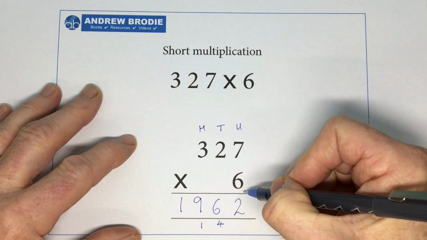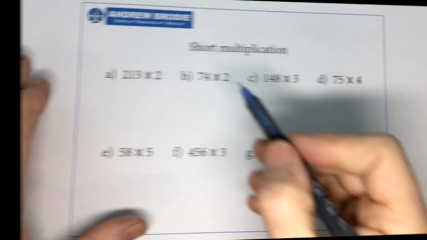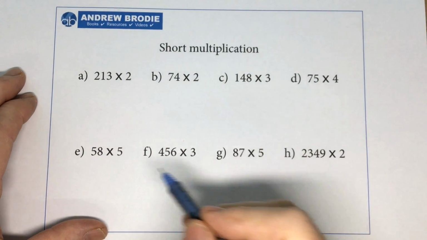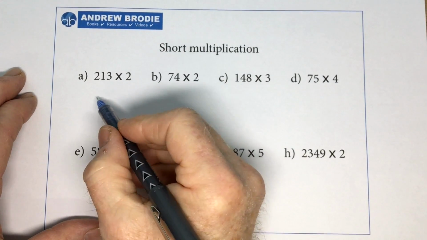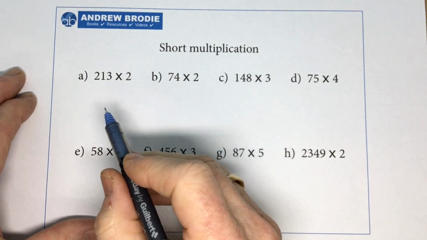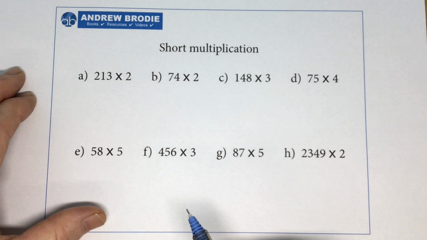7 times 6, 2 times 6, 3 times 6. And here's a few for you to try. Remember, you're going to need to move them around so that they are in columns. You could pause the video while you have a go.